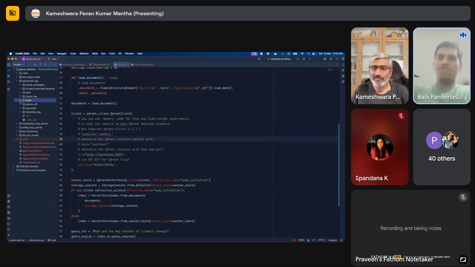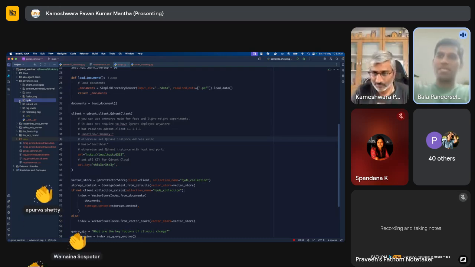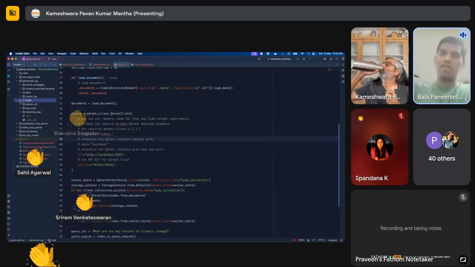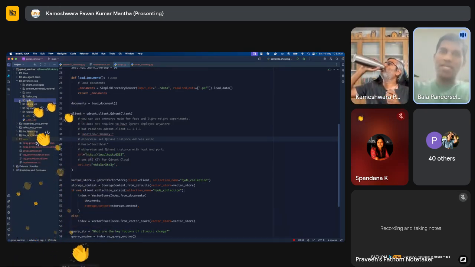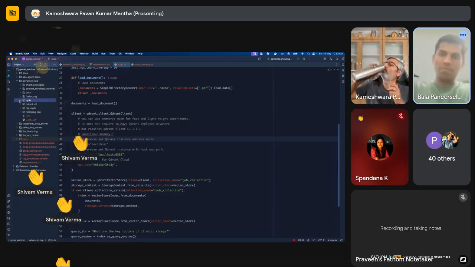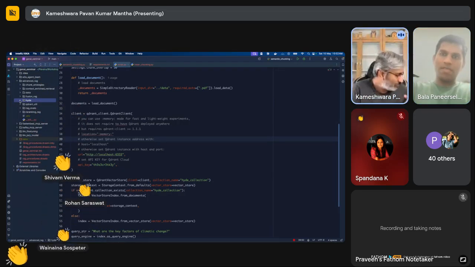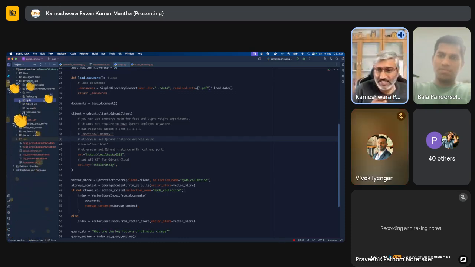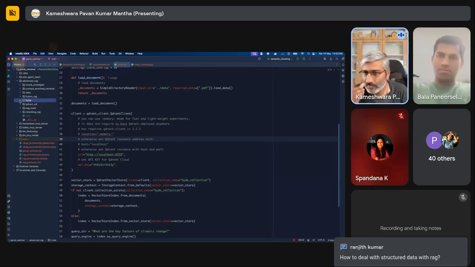So Gautam asks, with the context windows increasing from 128K to 2 million and beyond, does that impact RAG in any way? Yeah, good question. Actually, there's a lot of noise around that.